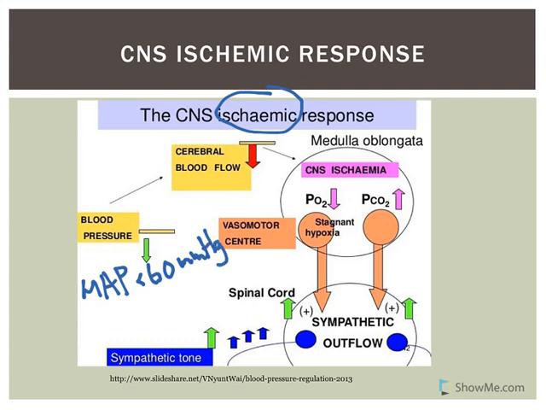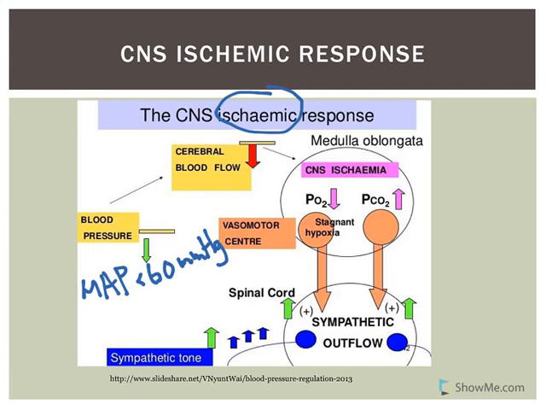If your blood pressure drops too much, you're not going to get adequate perfusion to the brain. And so it triggers this very powerful reflex, which results in activation of the vasomotor center, which causes significant vasoconstriction in all areas of your body, except the brain, in order to increase resistance, which would increase your blood pressure to make sure the brain gets perfused with blood. So they call it the CNS ischemic response. It's a response to ischemia, which would happen if your blood pressure is too low.